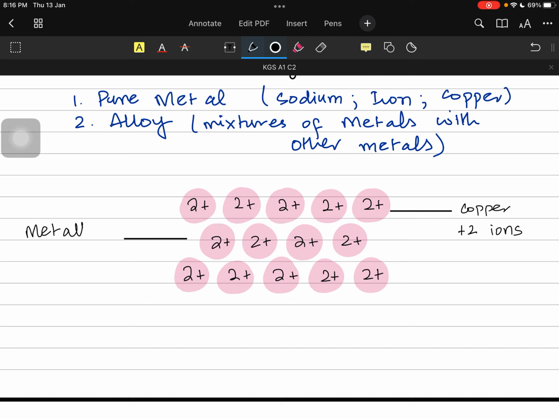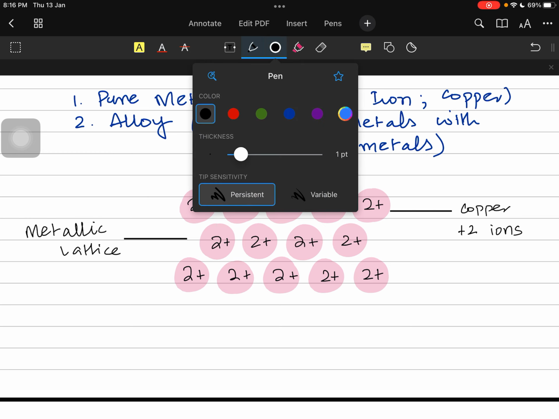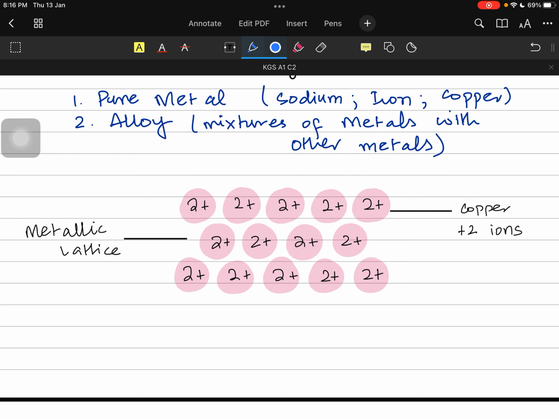This whole structure over here is a metallic lattice of positive ions. I should write over here, metallic lattice means a lattice of positively charged ions. Obviously metal ions.